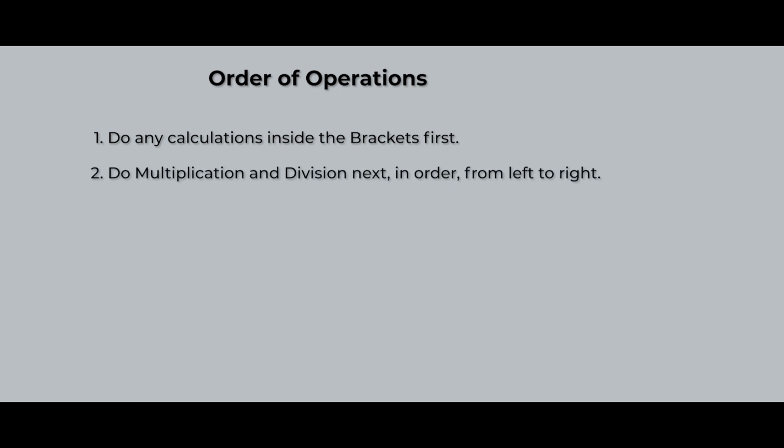The first rule is do any calculation inside the bracket. Second, do multiplication and division next in order from left to right. The third rule, do addition and subtraction in order from left to right. Okay, let's apply these rules here. 5.3 multiplied by 2.4 plus 3.6 in the bracket, minus 2.3. Here you can see there are 3 operations. So let's follow the rules.